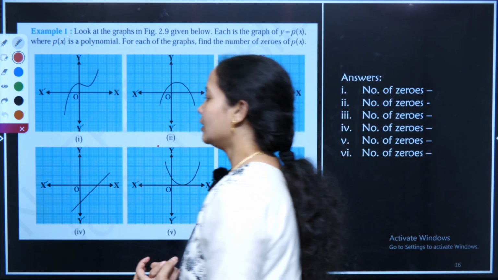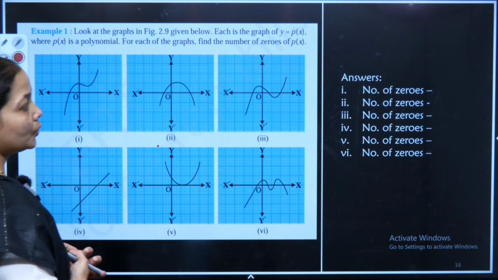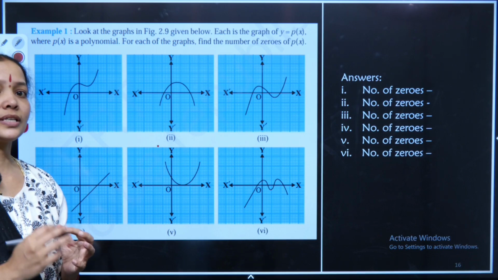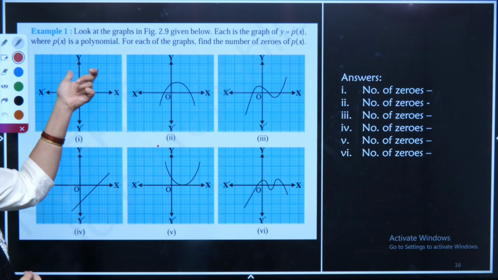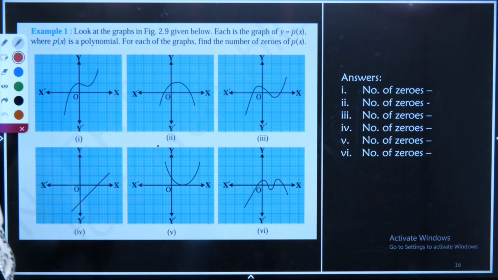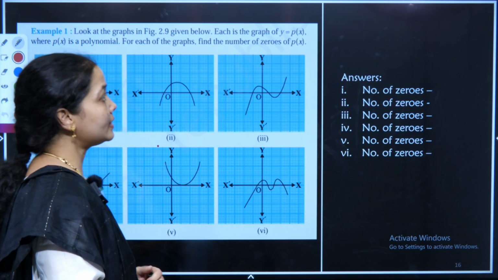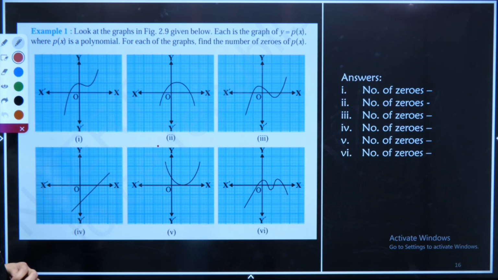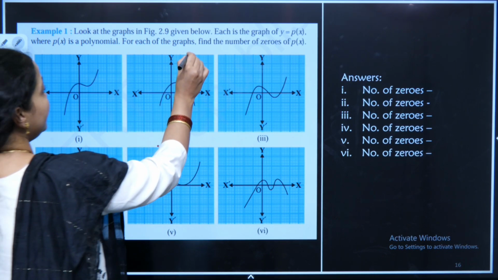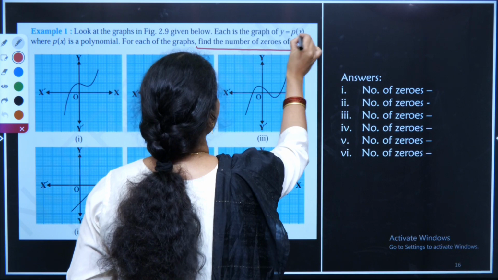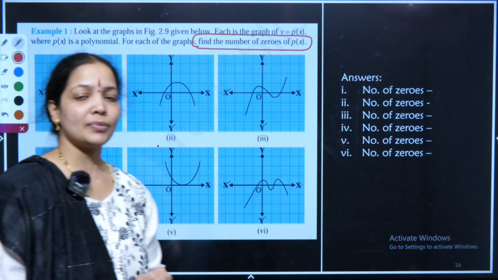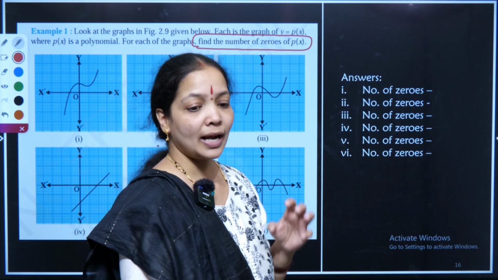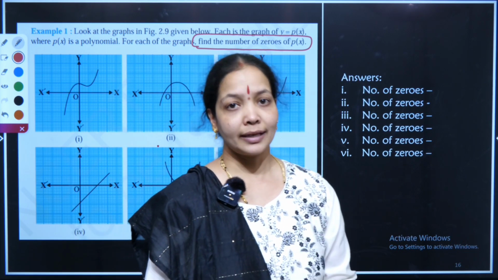In this example, we are going to analyze how many zeros are there for this polynomial. So look at the graphs in figure 2.9 given below. Each is a graph of y equal to p of x, where p of x is a polynomial. For each of these graphs, I have to identify the number of zeros. So what I have to find from the question, that is the most important thing, because I need to understand what should be done. Correct?